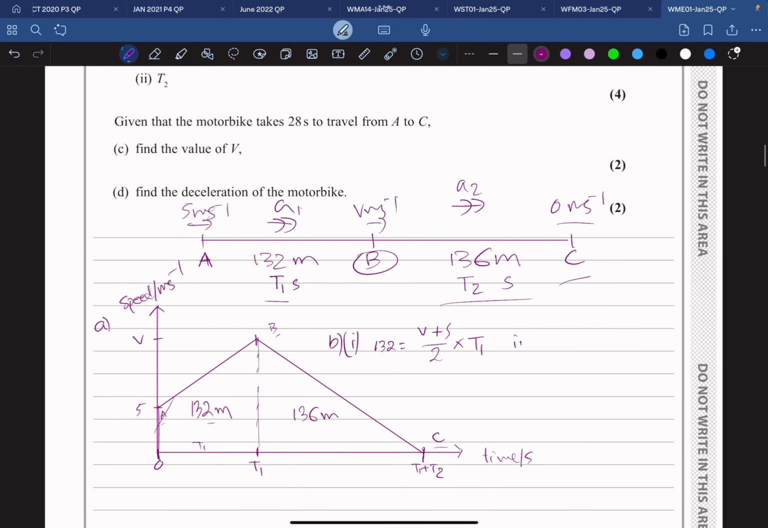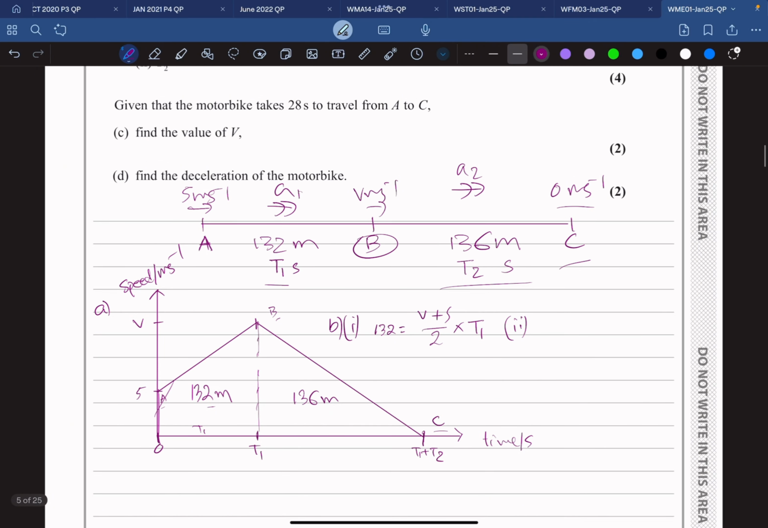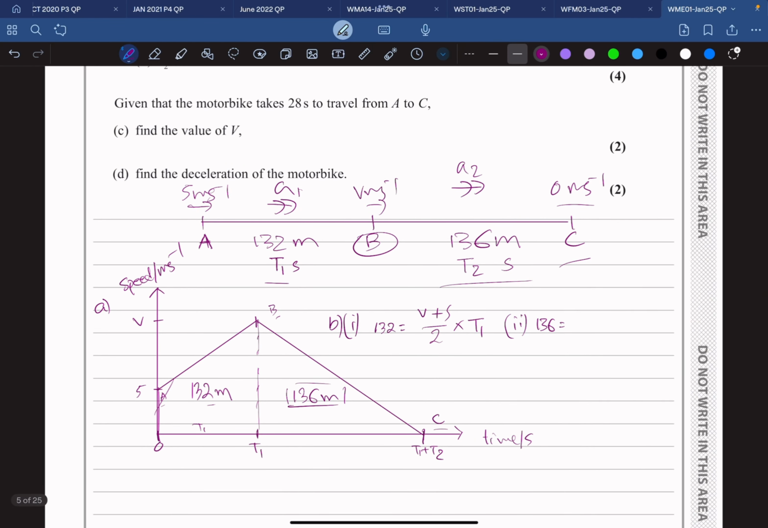And for part 2, what do we do for this? Same thing again. We know that the distance is 136, so this is going to be equal to the area, basically. 136 is going to be equal to, what do we have?